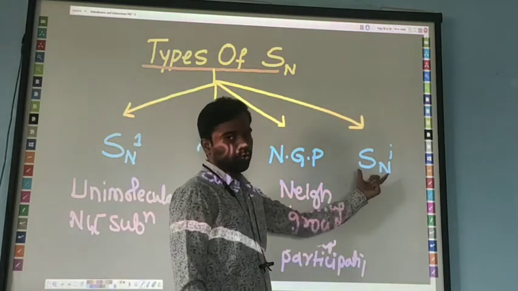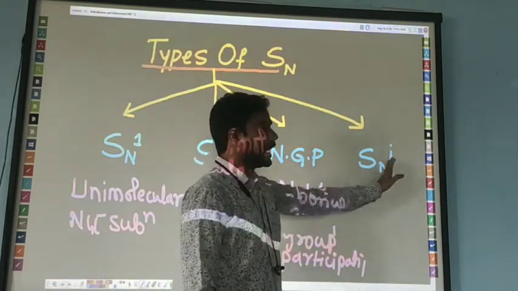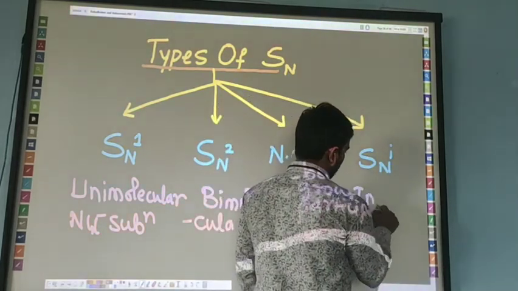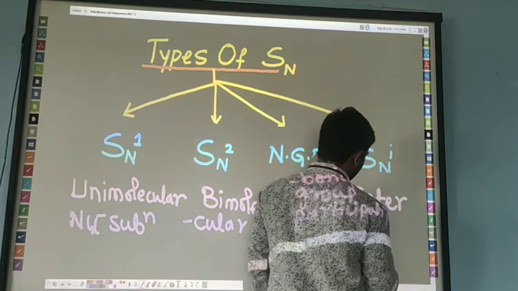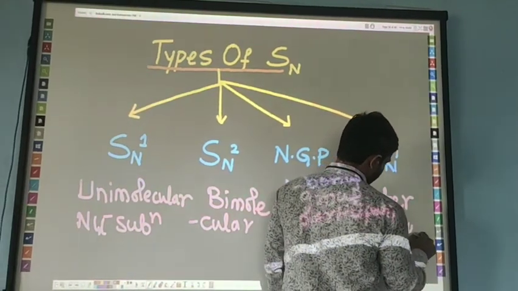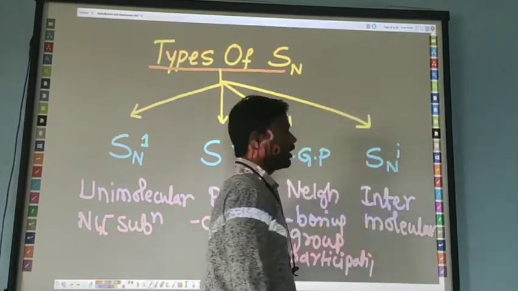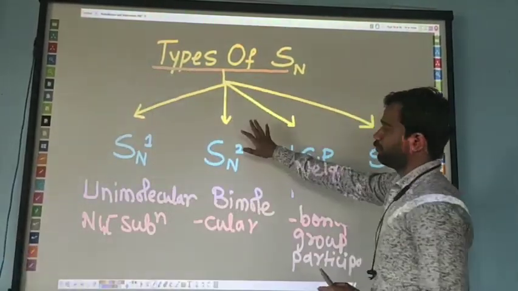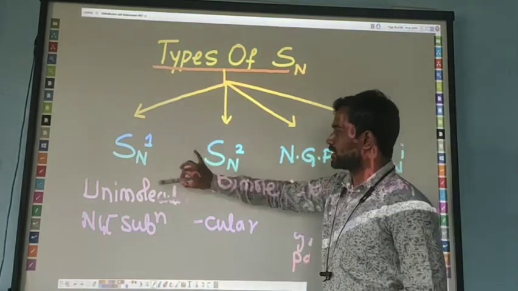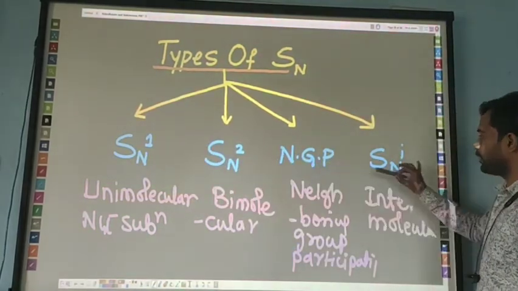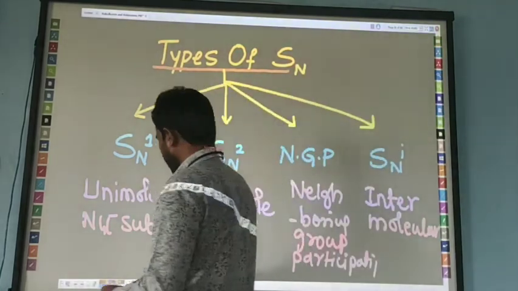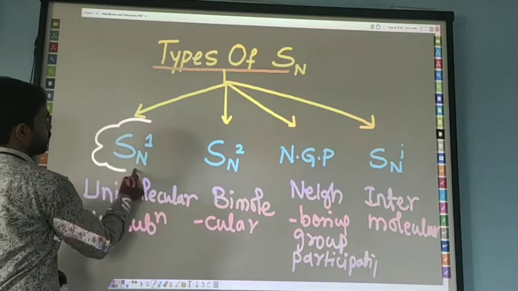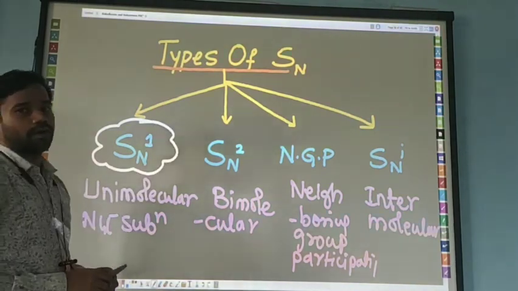Okay, the fourth one is known as SNi. It means intermolecular nucleophilic substitution reaction. These are the main four categories: SN1, SN2, NGP and SNi. Okay, in the coming class, we are going to start with the SN1 mechanism.